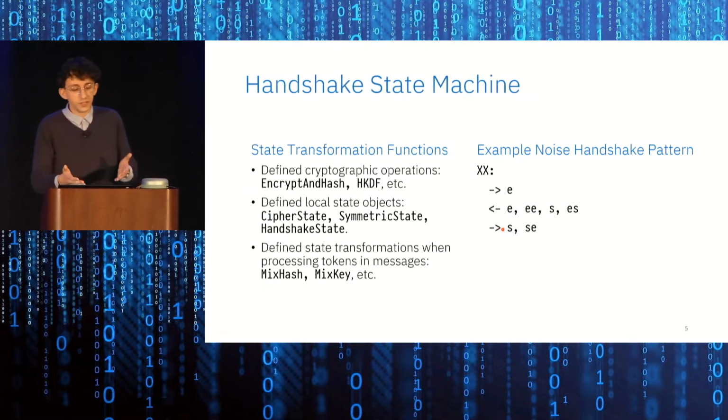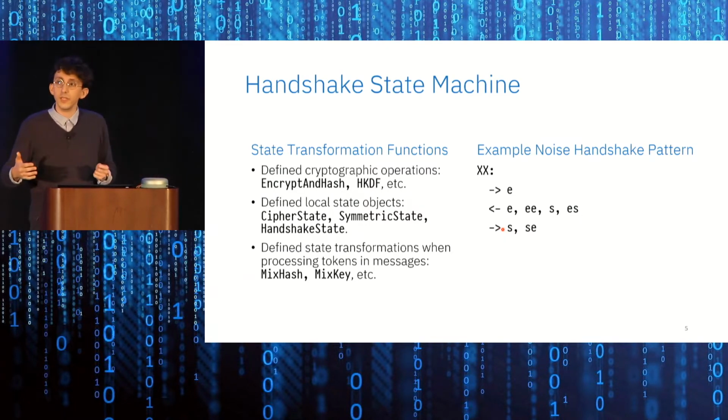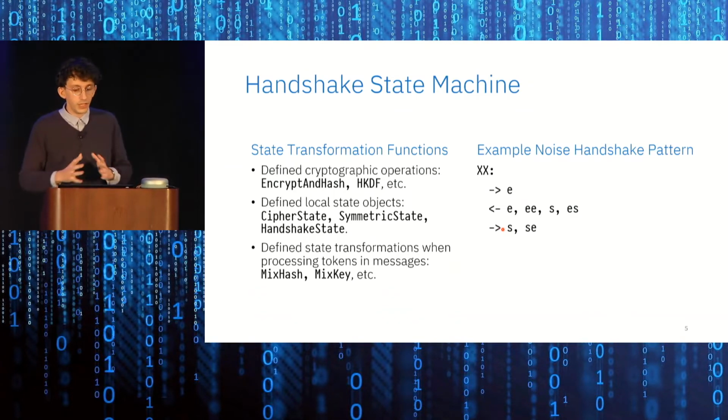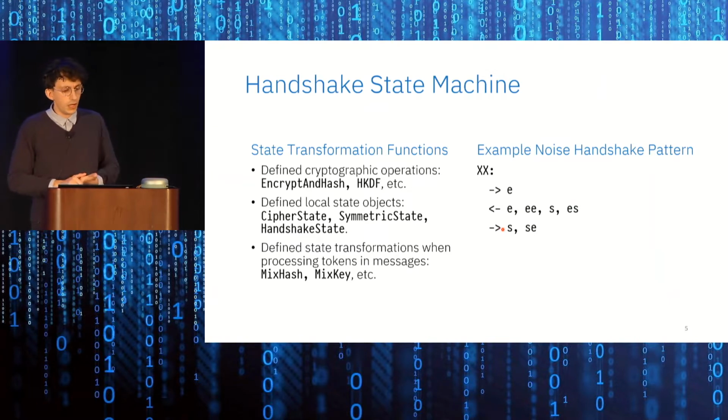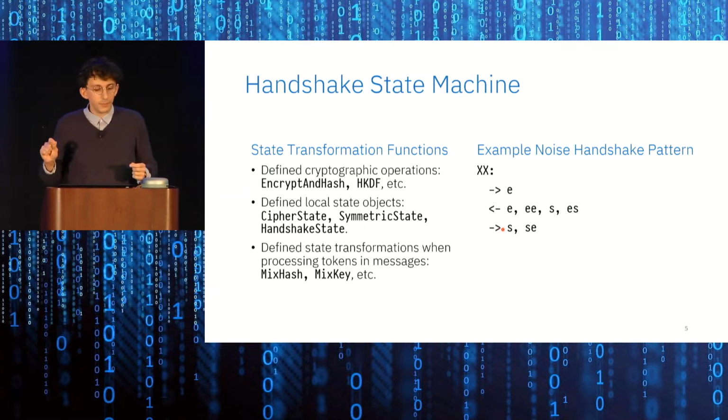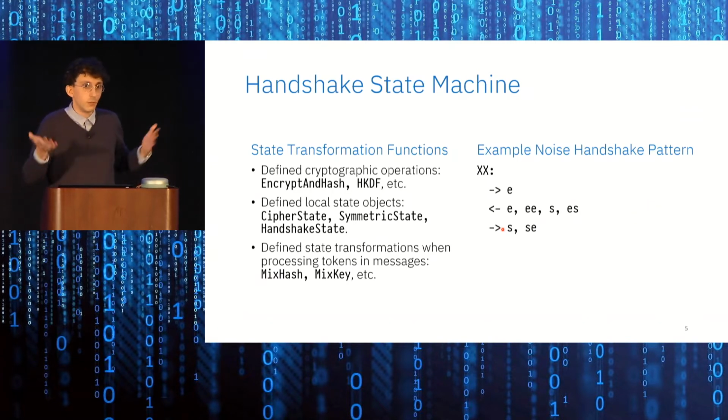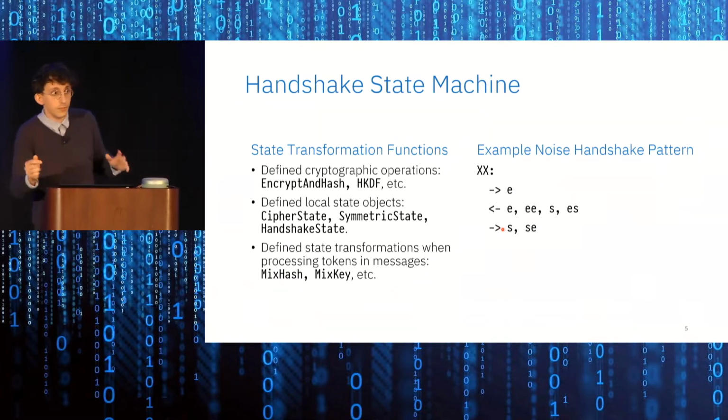Now, as I said, this is a really simple language, right? So Noise tries to be secure by default. It tries to be mistake-proof. And so a lot of the operations within Noise, the cryptographic operations like encrypt and hash or HKDF, the state objects like CipherState, SymmetricState, HandshakeState, and by the way, each of these is contained within the one coming after it, or the actual state transformations, are all defined in the spec, and there's a bunch of rules that says, well, if an E token comes after a whatever token in that position, well, then you need to do a MixHash.